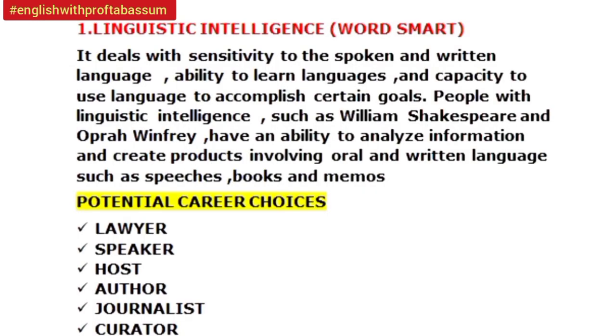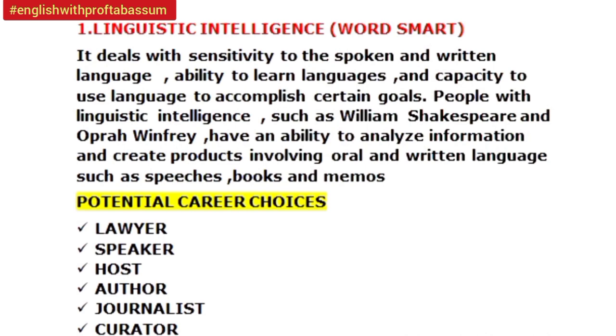Now let us understand each type of intelligence in detail. First one is linguistic intelligence, that is word smart. Those with linguistic intelligence are very sensitive about the words they speak, how they're speaking the words, what type of language they are using, and whether they are achieving the certain goals of language. They are very sensitive about that.